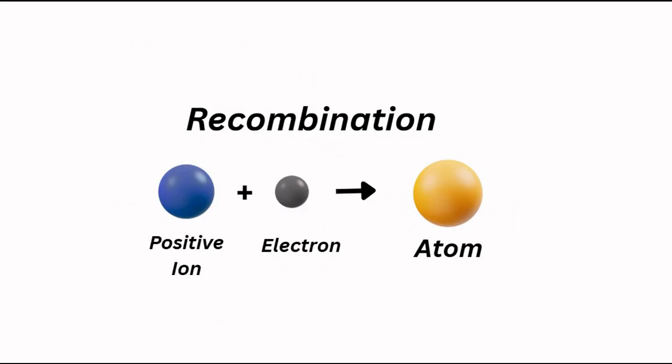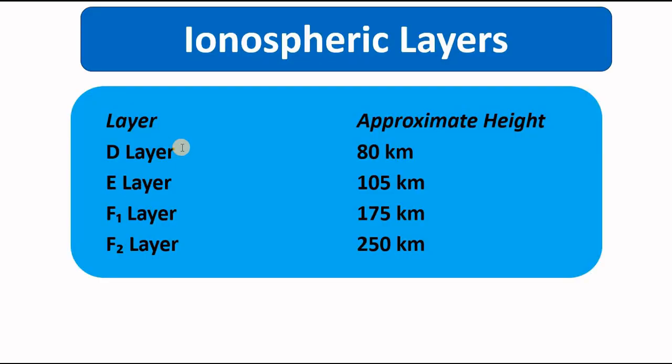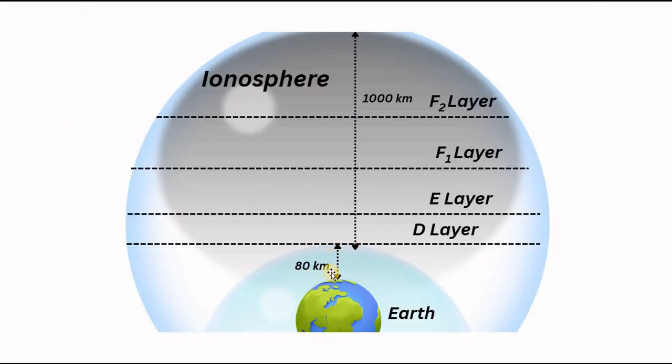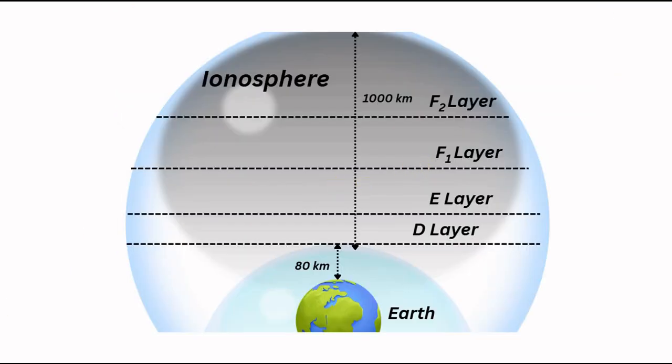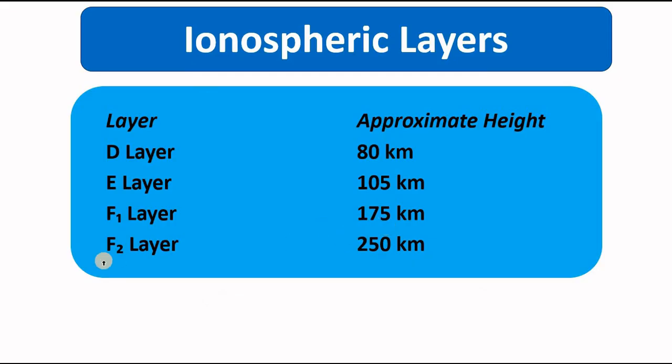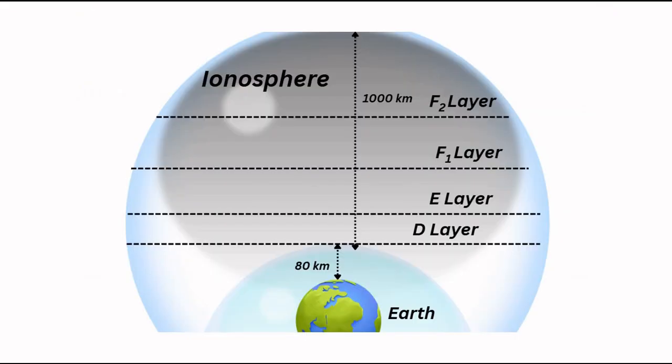So this rate of ionization and rate of recombination gives us different ionospheric layers. Okay, so we have the D, E, F1 and F2 layers. The D layer is from 80 kilometers above the surface of the earth. Then we have the E layer, which is from 105 kilometers. So 80 to 105, that is the D layer. The E layer starts from 105 kilometers. The F1 layer starts from 175 kilometers and the F2 layer starts from 250 kilometers.